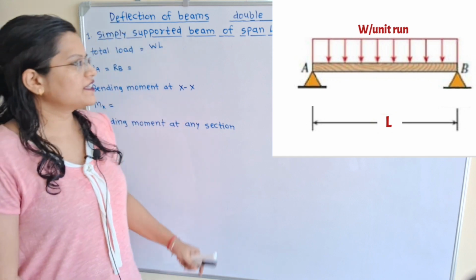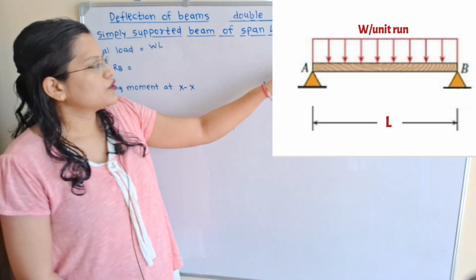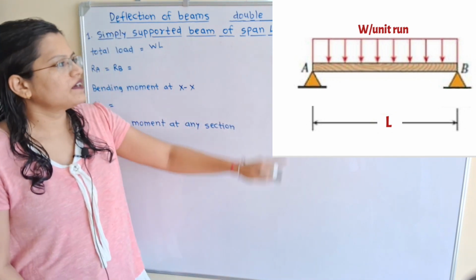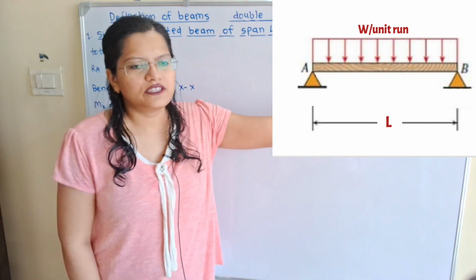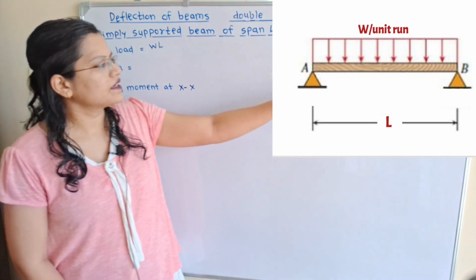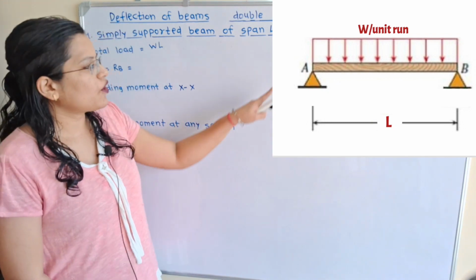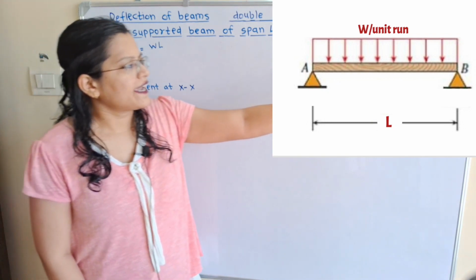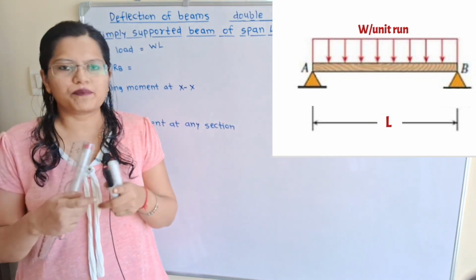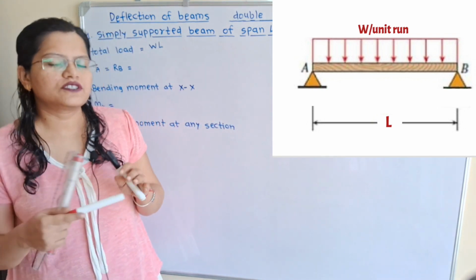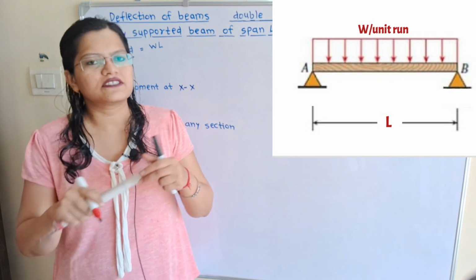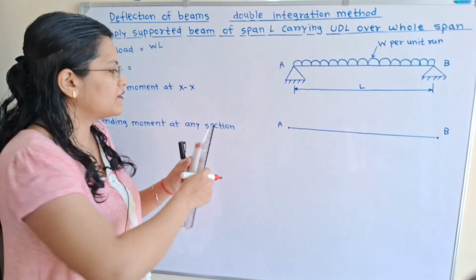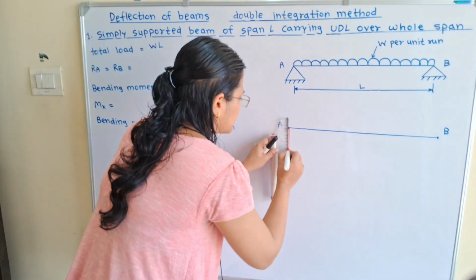If we observe the diagram, the uniformly distributed load is given as W per unit run and the total length of this beam is L. At ends A and B, the beam is simply supported. We will first draw the free body diagram. We have to first show the reactions at points A and B in the vertically upward direction.